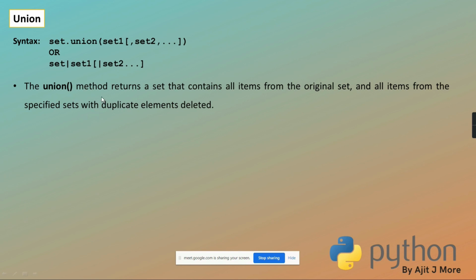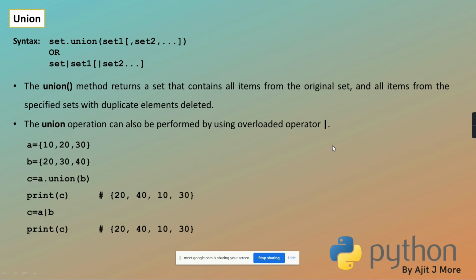So it will return what? A new set containing the elements of your invoker set and the elements of the sets which are passed as parameters, set1, set2, and so on. So their elements plus this set's elements, all things are returned in that new set. Clear? And the same thing you can do with an overloaded operator. The union operation can also be performed using the overloaded OR.